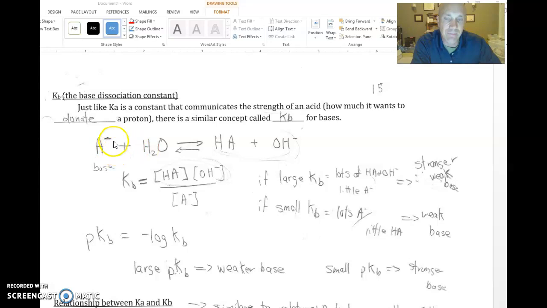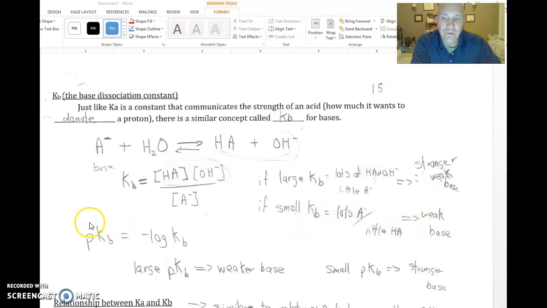All right, and the way that happens is that when your base comes in contact with water, it tends not to want to accept H pluses from it. All right, so if it doesn't tend to want to accept H pluses from it, then it's going to be a relatively weak base. It's not going to be doing what bases do. So a small Kb is going to indicate a weak base.